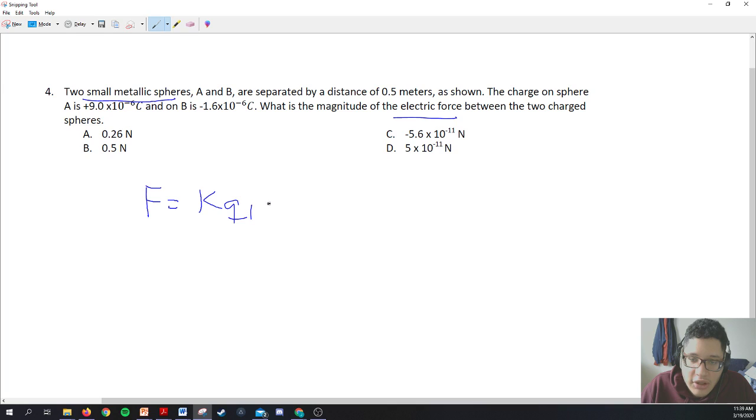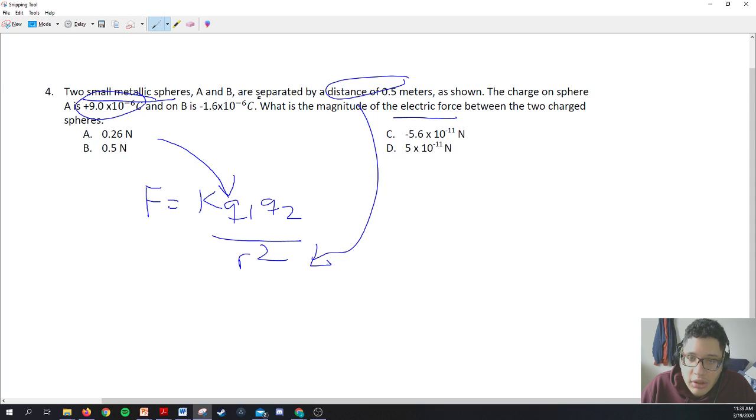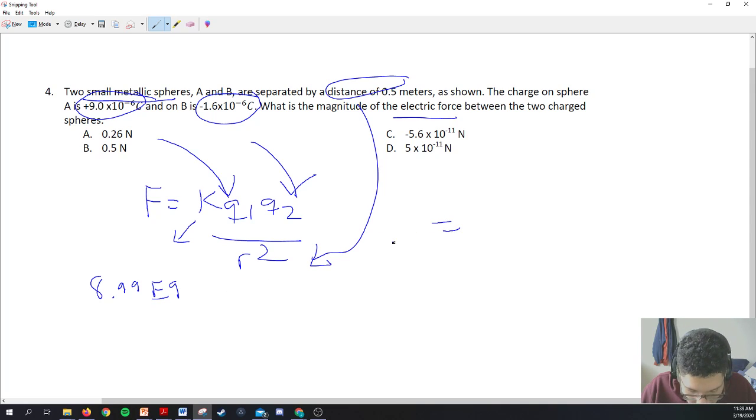No. F equals K Q1 Q2 over R squared. We start to fill in information, so you know that the distance, R, is 0.5, Q1 is plus 9, Q2 is negative 1.6, and K is your constant, which is 8.99 E9. When you solve this out, I believe that you get answer choice B. So B is the correct answer here.